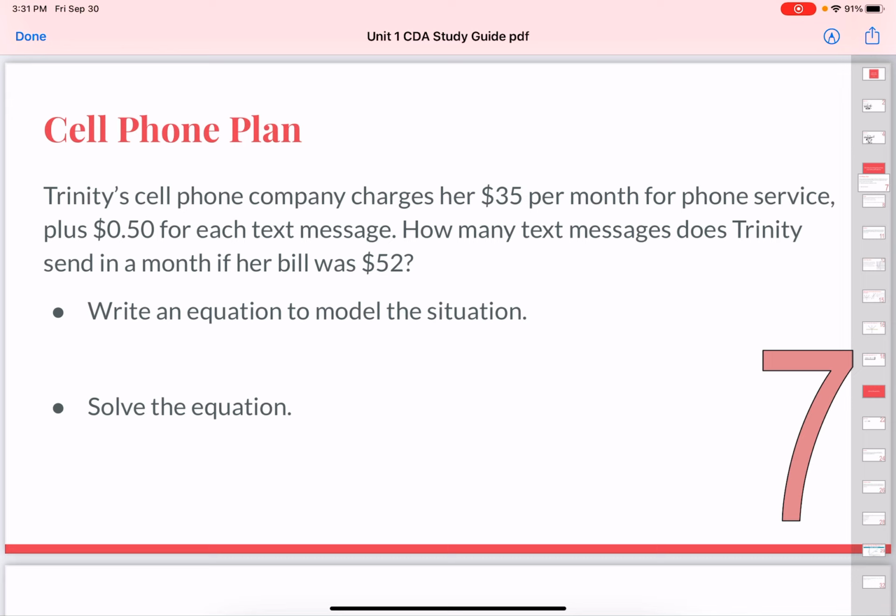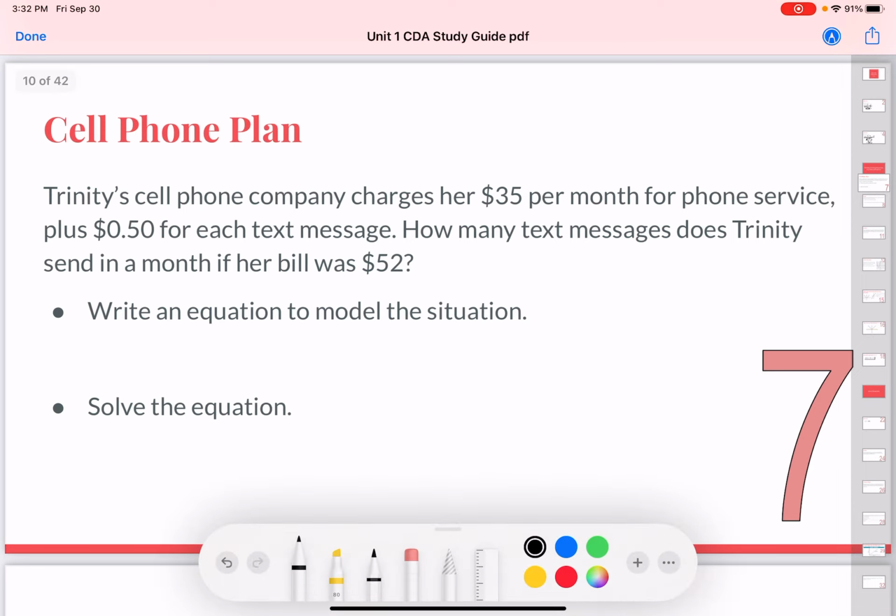Okay, so the first thing that I've got to do is write an equation that's going to model this situation. And then I want to solve it in a way that my answer answers the question, how many text messages does she send in a month? Alright, so first thing I'm going to do is pick out what's my important information. I've got that they charge her $35, and I know that they charge her 50 cents as well. This is per month, and this is for each text message.